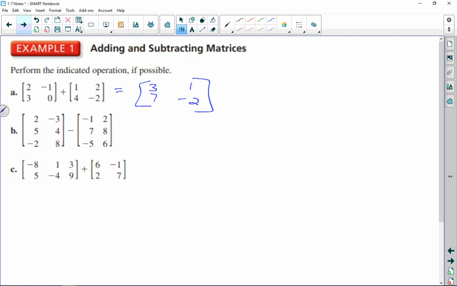Okay, now look at the middle one, B. We got 2 minus a negative 1, so that'd be 2 plus 1 would give me what? Okay, negative 3 minus 2 would be a negative 5. Okay, let me go to the second row. 5 minus 7 would be negative 2. 4 minus 8 would be negative 4. Negative 2 minus a negative 5. We'd have to change that. That would be 3 again. And then 8 minus 6 would be 2.